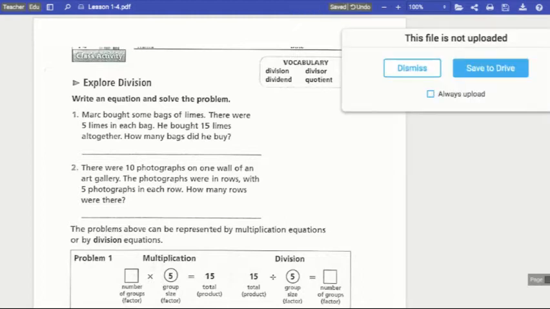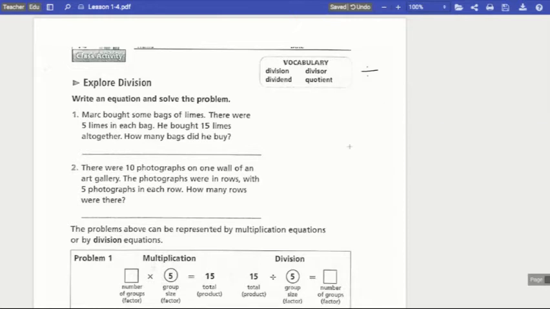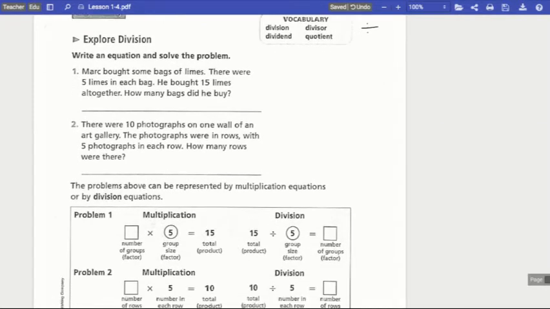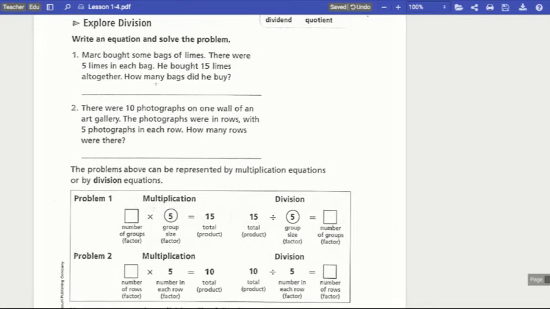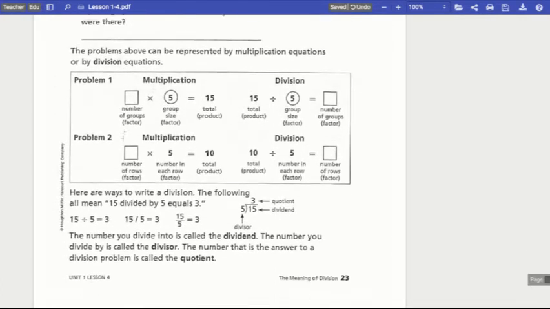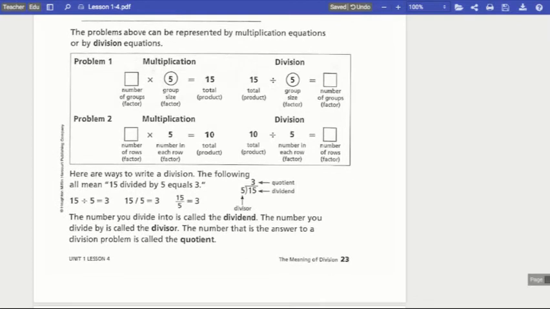So we're going to slide on down here. And we're going to skip the problems for now to look at this example in the box. They've shown us some multiplication equations where we don't know the number of groups, but we do know the group size, which means that we know one of our factors, but the other factor is unknown.